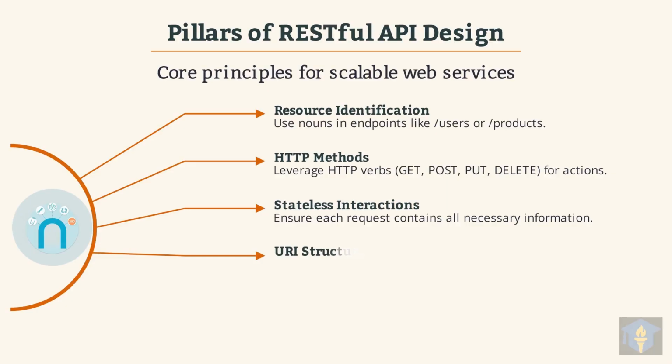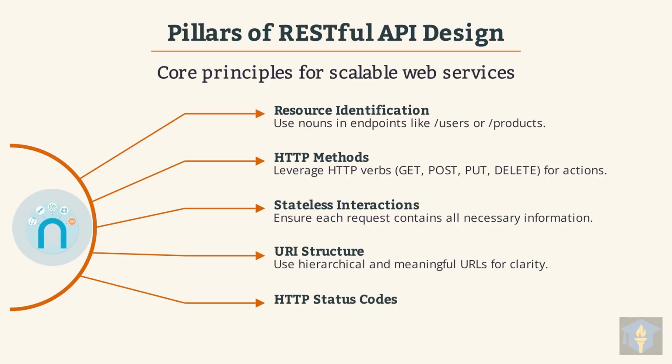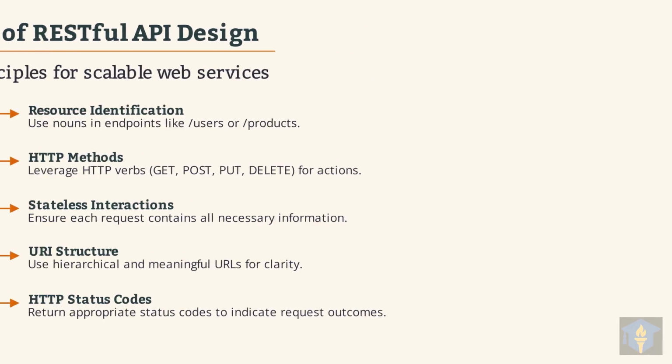Then, we focus on the URI structure, which dictates how your URLs are organized and presented. Use hierarchical and meaningful uniform resource locators, or URLs, to provide clarity and predictability for API consumers. Finally, we consider HTTP status codes, which communicate the outcome of an API request. Always return appropriate status codes to clearly indicate whether a request succeeded, failed, or requires further action.